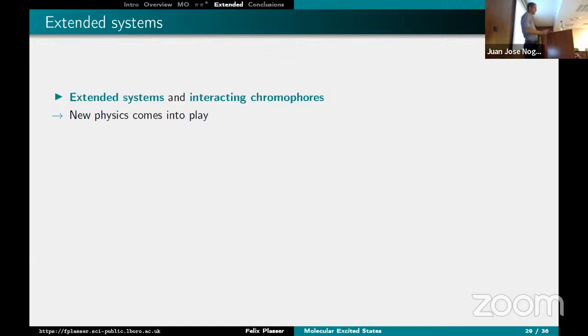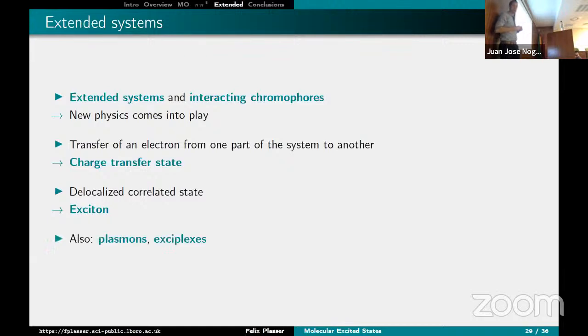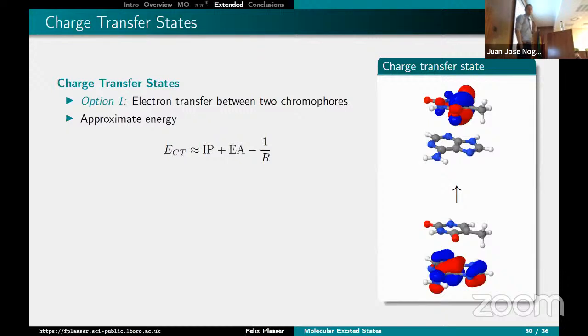So the point is, if we have a system of interacting chromophores, we can add some new physics that we can think about, new phenomena that we can label. So of course, we can transfer an electron from one part of the system to the other part. That's what we call a charge transfer state. We could have a delocalized correlated state, and that's what we call an exciton. And then we have some other things that I don't want to talk about, like plasmons or exciplexes. So again, that's a rich photophysics also in this case. Charge transfer state, the simplest case of a charge transfer state is just that we have two chromophores.